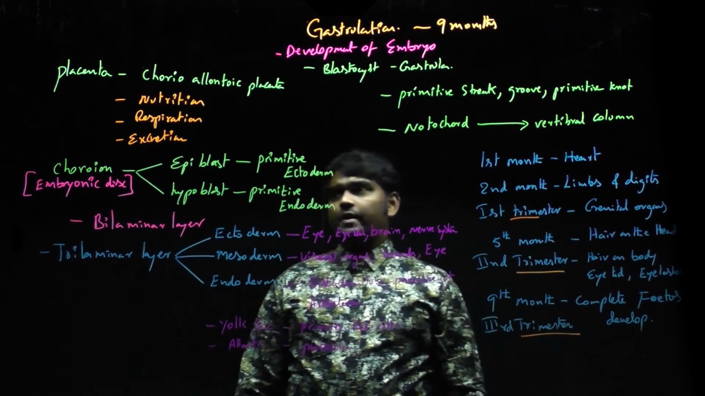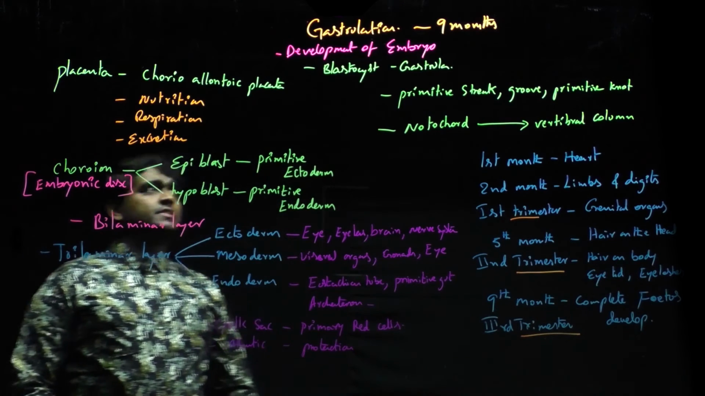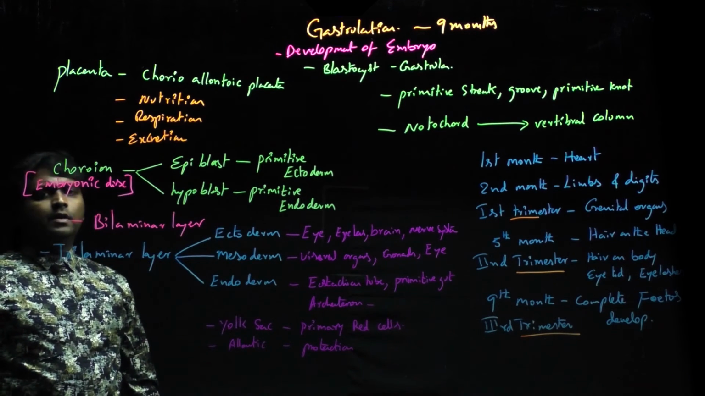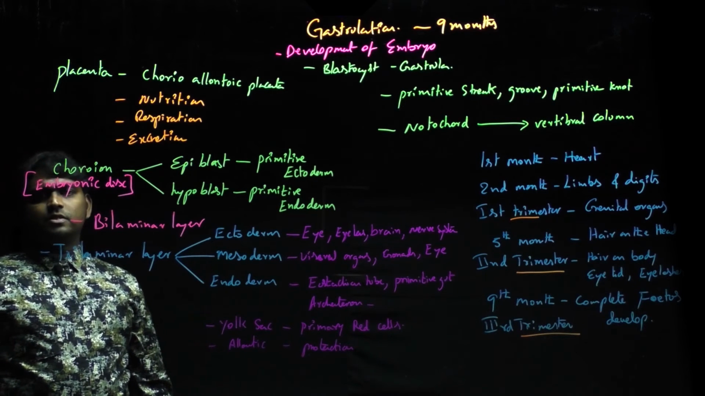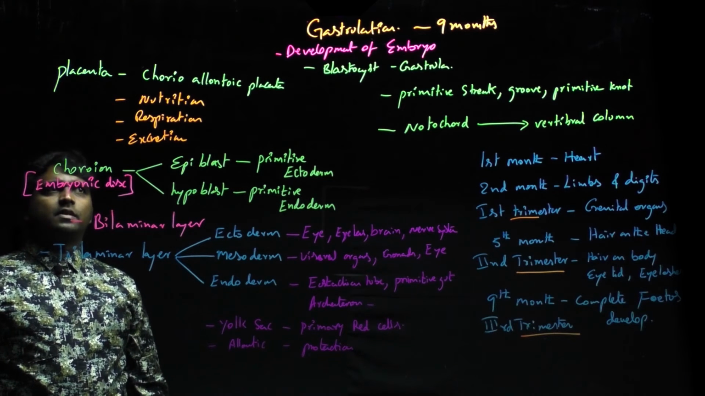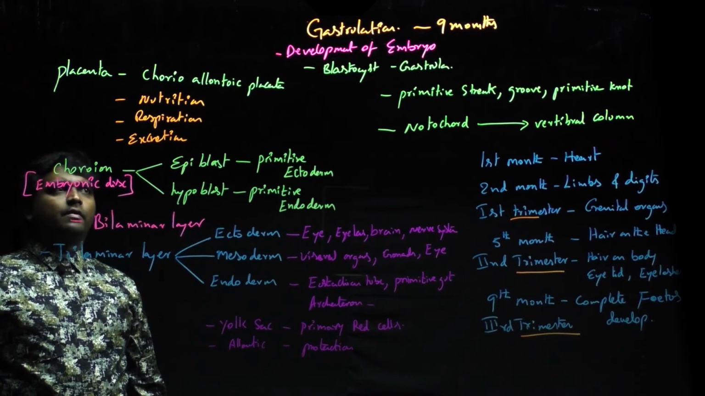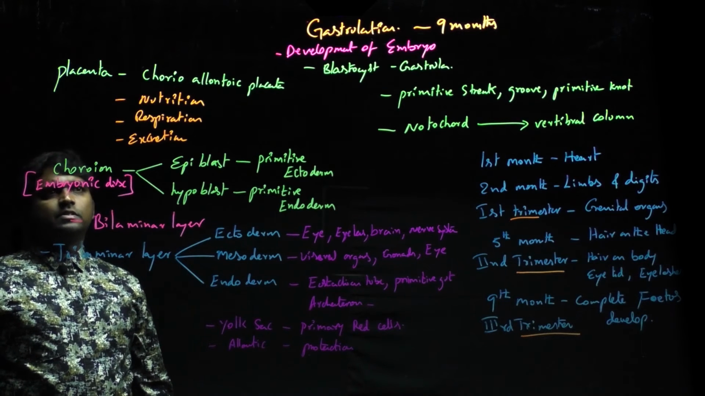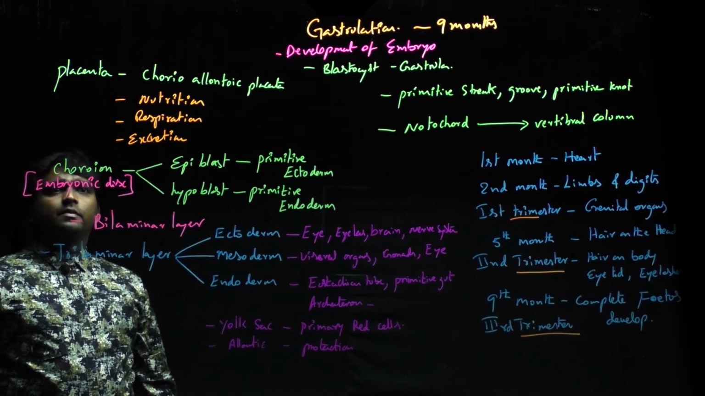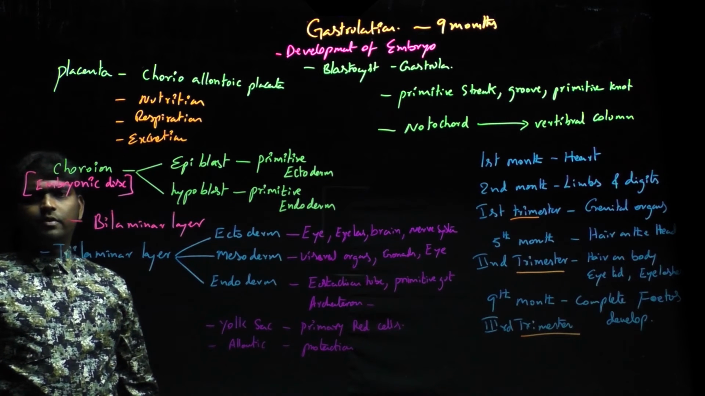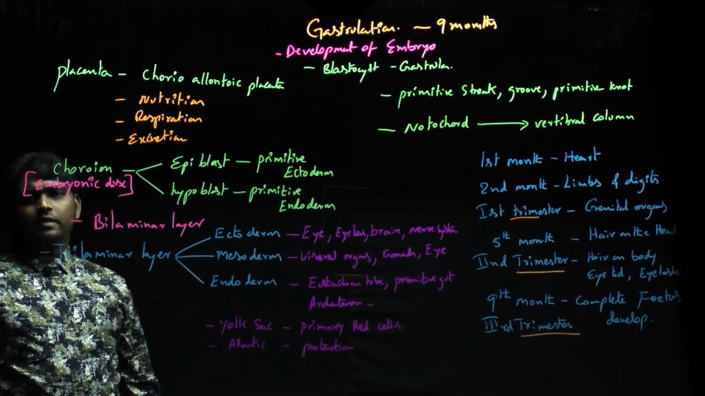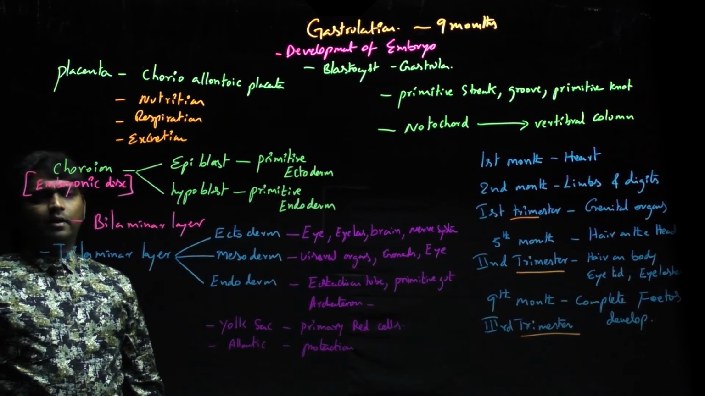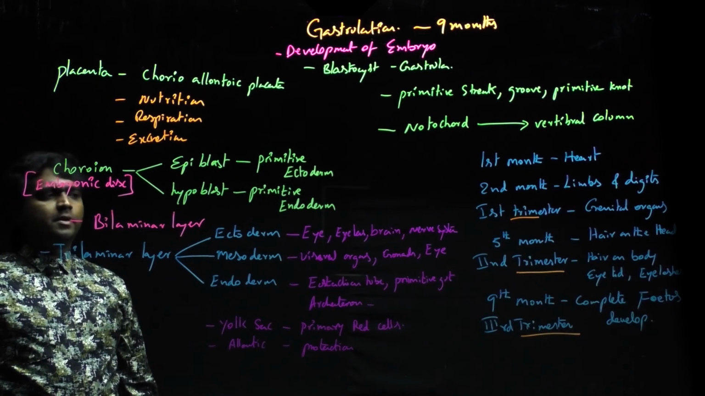Once again I will repeat the entire content. Gastrulation means development of the embryo. It starts from the blastocyst to gastrula. The blastocyst implants in the uterine wall and forms a placenta, a barrier, also called the chorioallantoic placenta, which provides nutrition, respiration and excretion. The chorion and embryonic tissue form an embryonic disc with 2 layers, epiblast and hypoblast, which initiate the primitive ectoderm and endoderm. This is called the bilaminar layer. Gradually it develops as a trilaminar layer: ectoderm, mesoderm and endoderm.